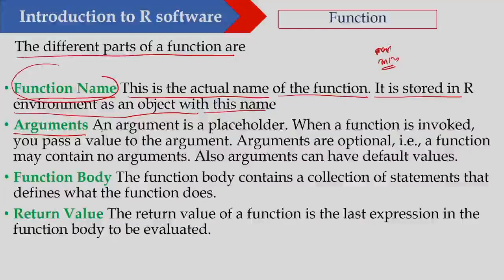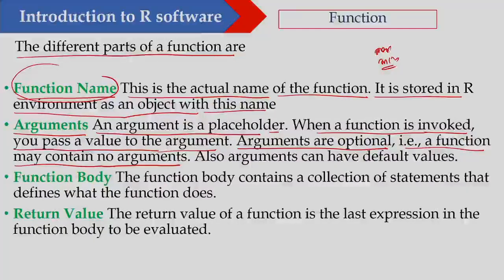Then there is an argument, which, as I said, is a placeholder. When a function is invoked, you pass a value to the argument. So, we are passing the value of the argument to the function, and arguments are optional. It means there may be arguments and there may not be, so a function may contain no arguments at all. Also, arguments can have default values.